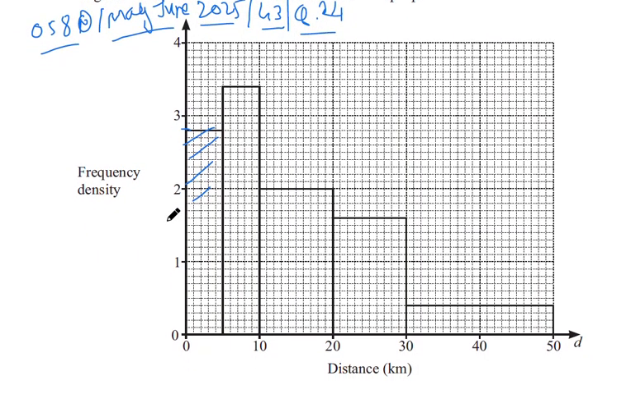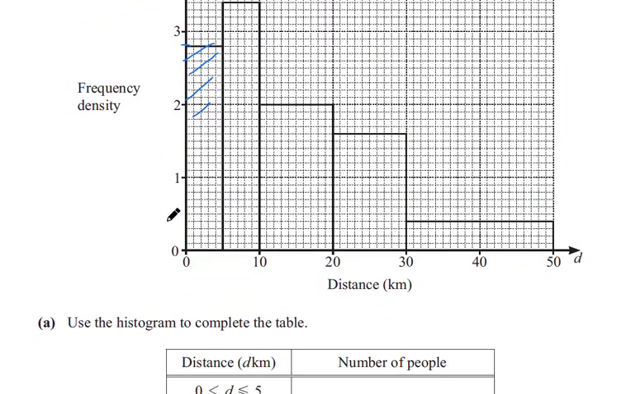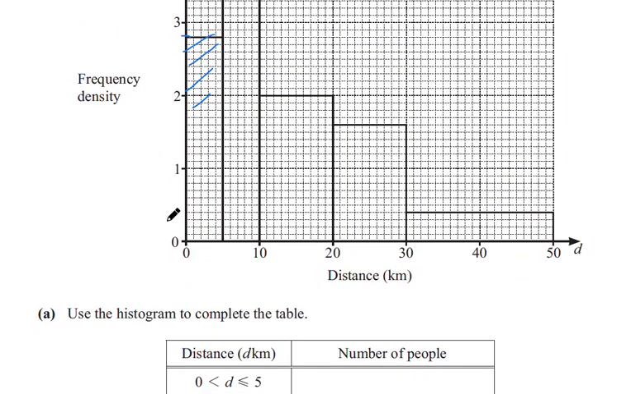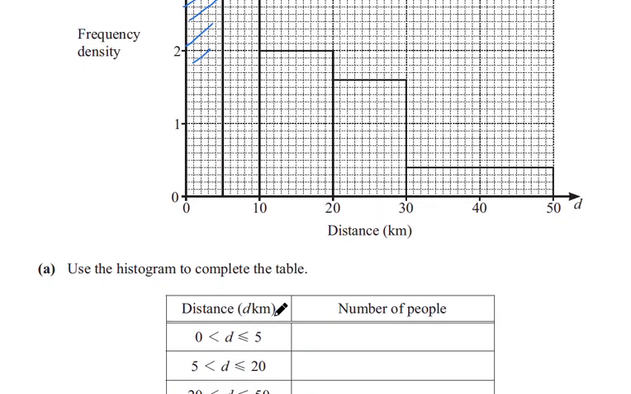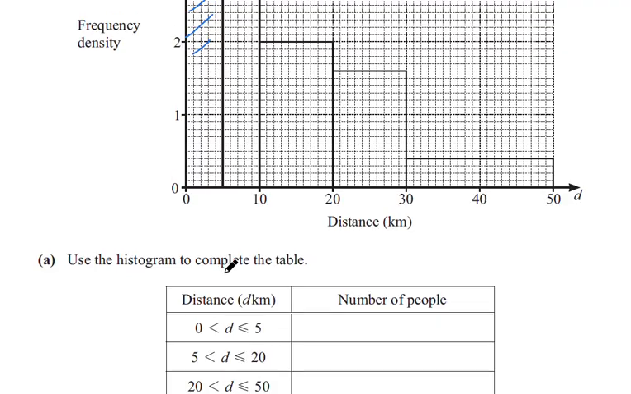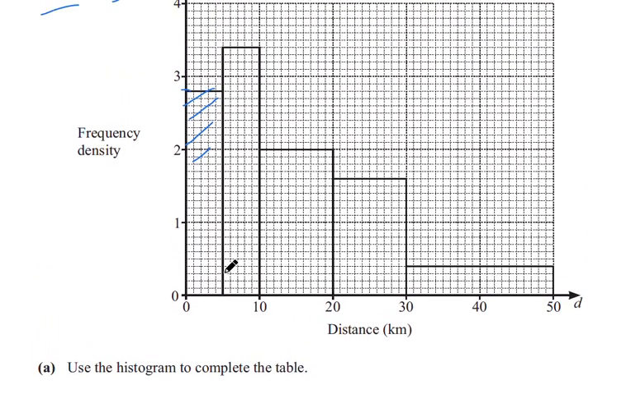Okay. So based on that, the first question is given: use the histogram to complete the table. So we have to find out how many people covered a distance between 0 to 5 kilometers, 5 to 20, and then 20 to 50 kilometers. So observe this graph carefully. This is 0, this is 10, so this must be 5. So between 0 to 5 kilometers, we have to find out the number of people. That means this area we have to find out, right? When a frequency density graph is given, that means we have to find out the area.